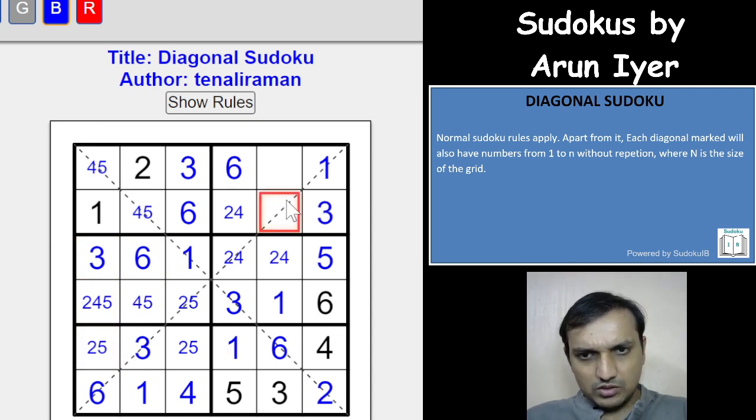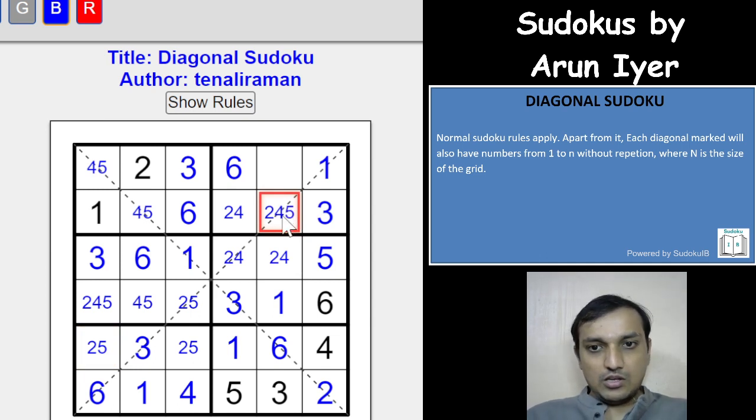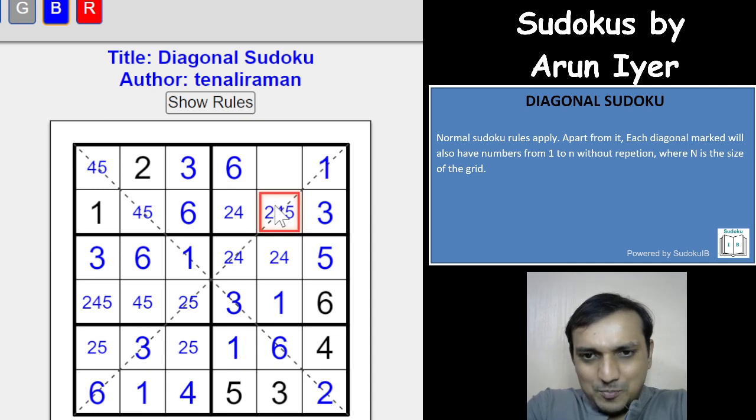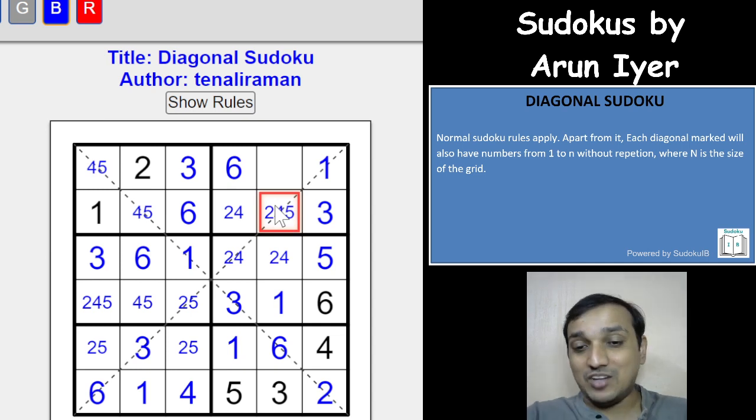This cell is 2, 4 and a 5. And whatever you have here, that's an excellent piece of logic. This small Sudoku, this 6x6 Sudoku is giving us amazing techniques, amazing logics, guys. Hats off to the author. Thanks a lot, Arun, for such a wonderful Sudoku.